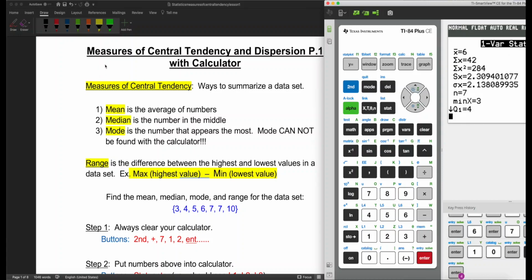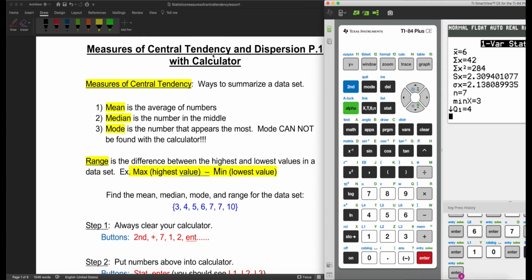Alright guys, today's lesson we're going to talk about measures of central tendency and dispersion, part 1, and we're going to be using a calculator in order to find them.